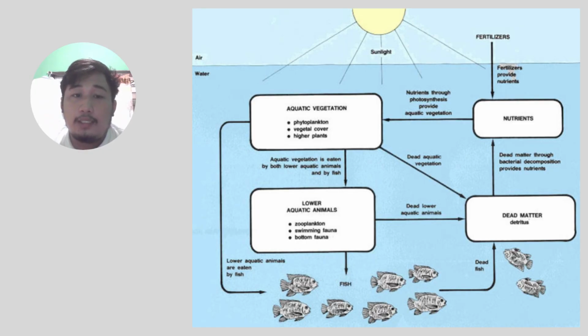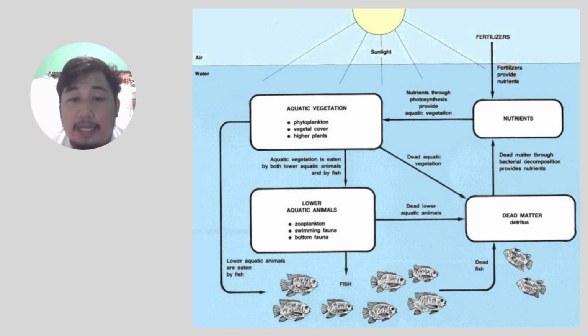So here is an illustration of how organic fertilizers work in the pond. The fertilizer provides nutrients, and then the nutrients, through photosynthesis, are absorbed by the aquatic vegetation. The aquatic vegetation, composed of the phytoplanktons, the vegetal cover and any higher plants present in the area, will be eaten by both the lower aquatic animals and the fishes.